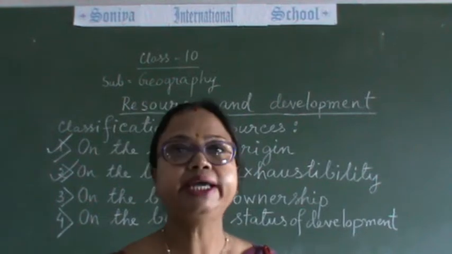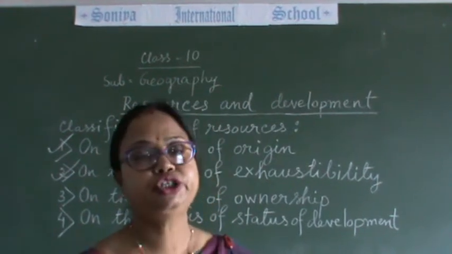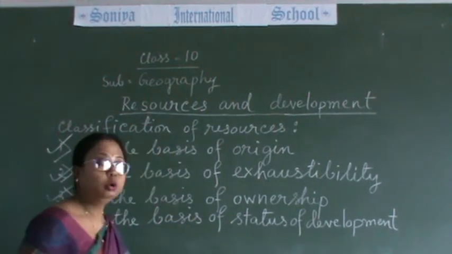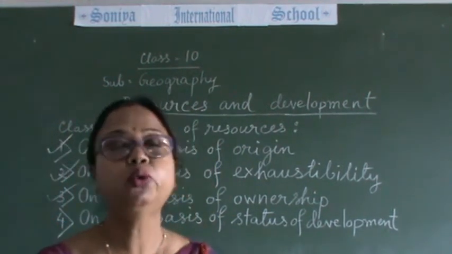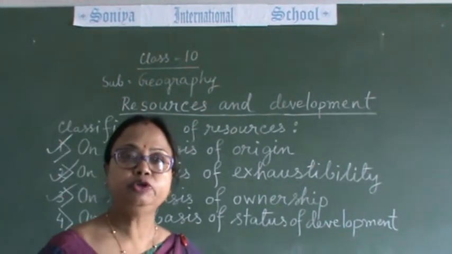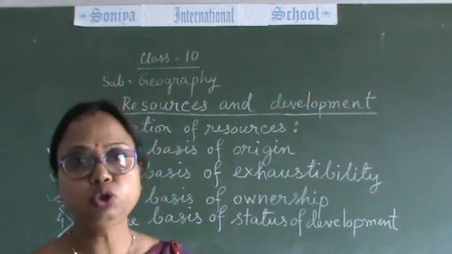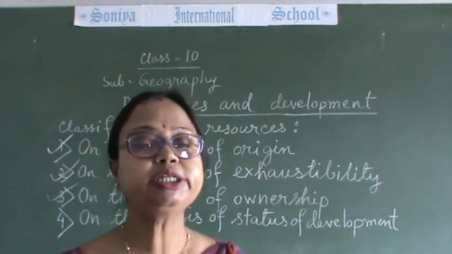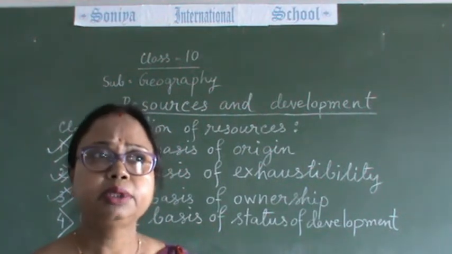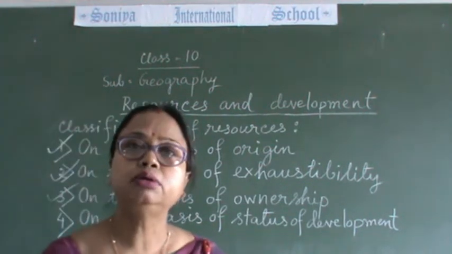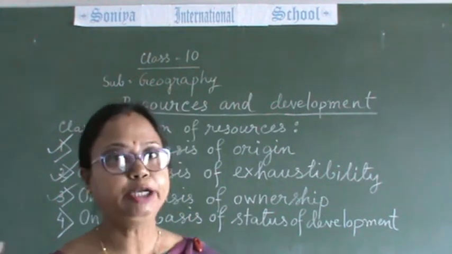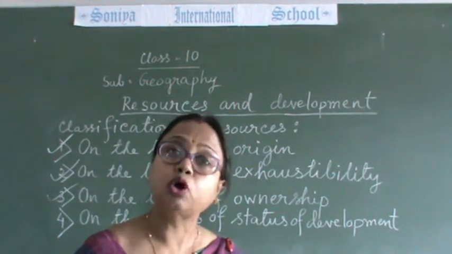First origin, then exhaustibility, and another is ownership. This is on the basis of ownership. Ownership means a simple thing: who is the owner of the resources. There are 4 types. One is individual, meaning personal. If you have a house, this is your asset, so the individual is the owner of this house. In a village you can see a well full of water. Who is the owner of this well? That person individually.